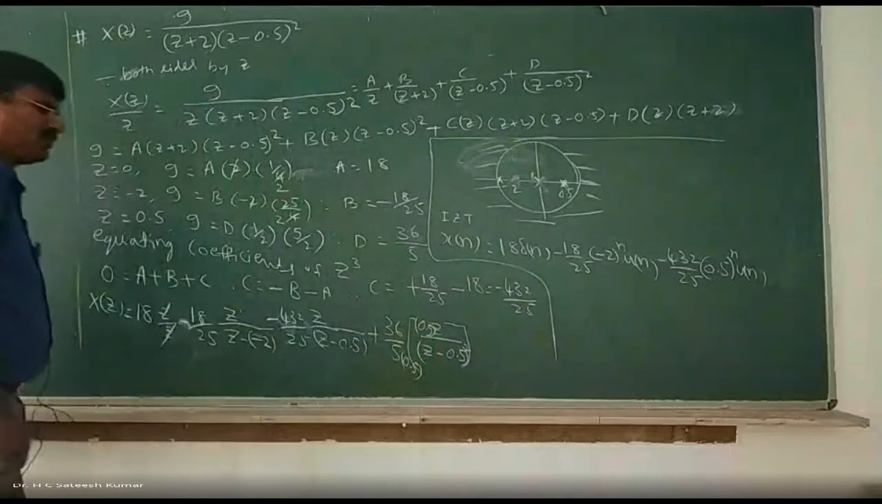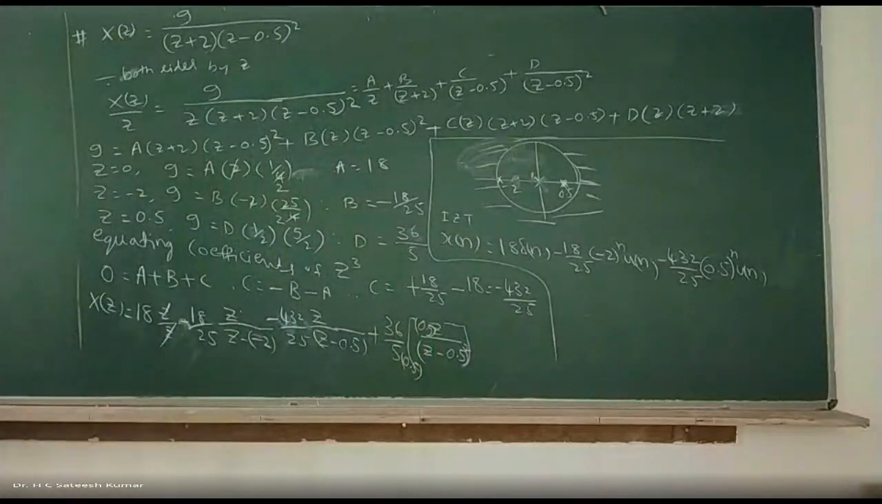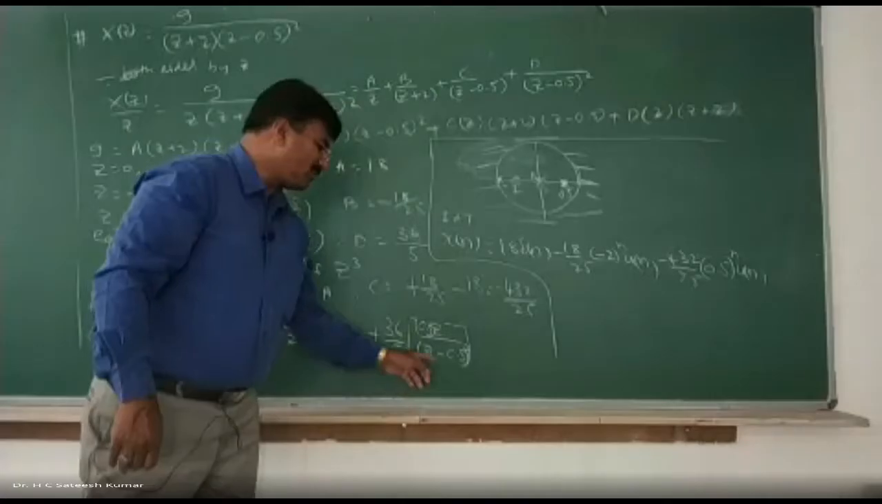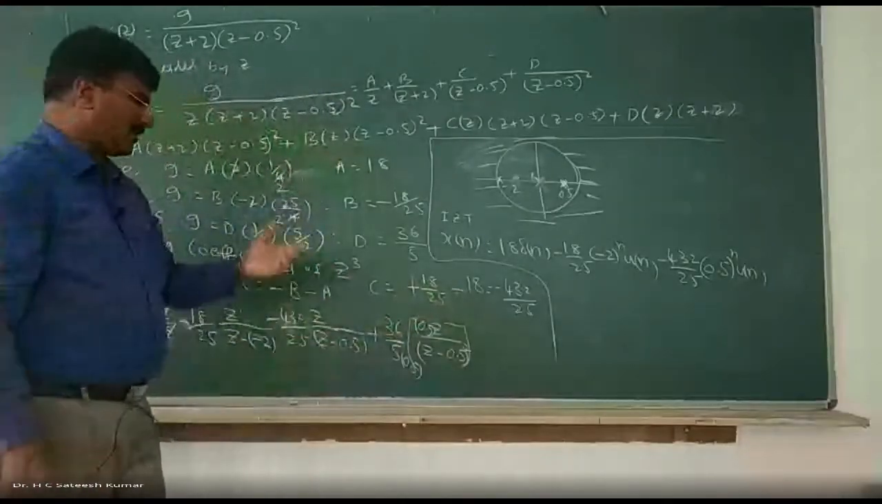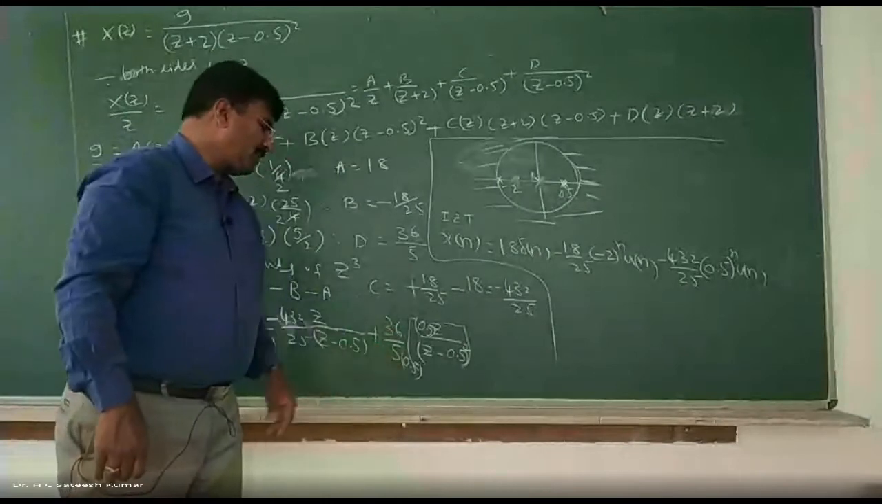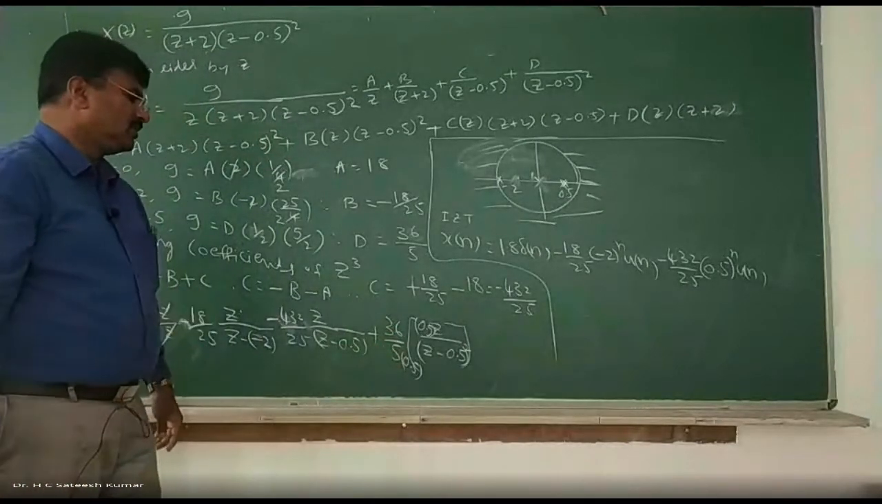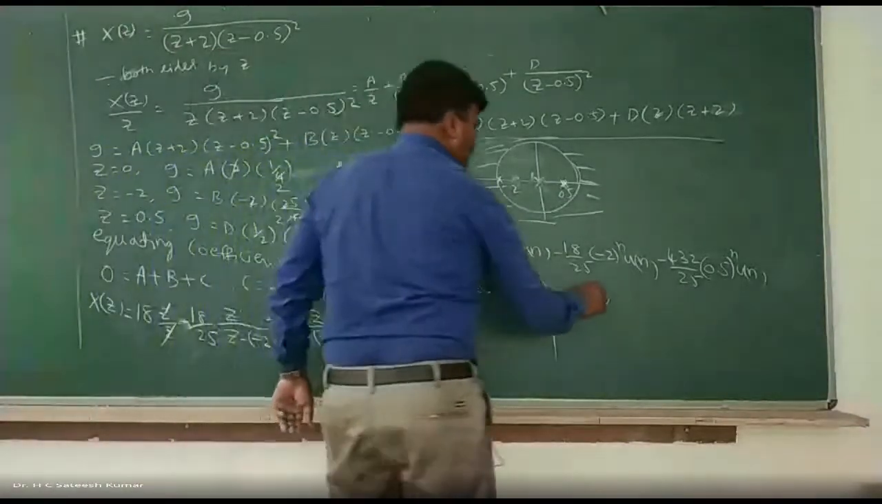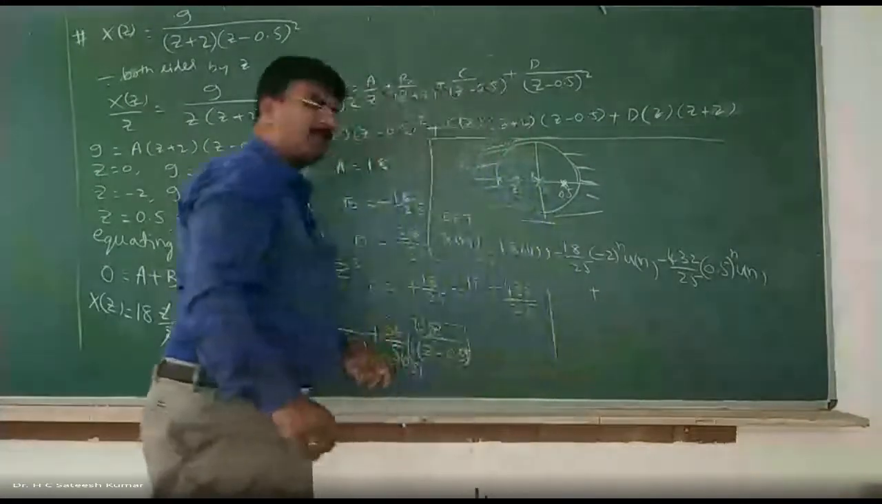Divide by 0.5, we should do it. Numerator and denominator, multiply by 0.5. If you multiply by 0.5, az divided by (z minus a) whole square, that is the standard format in the table. And 36 divided by 0.5 is what? Multiply by 2, that is 72. So what will you get?